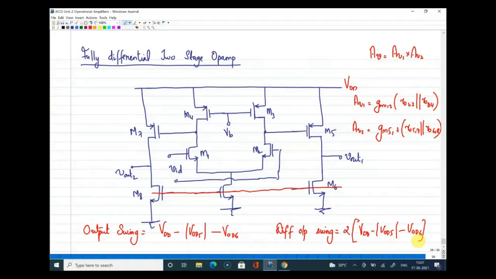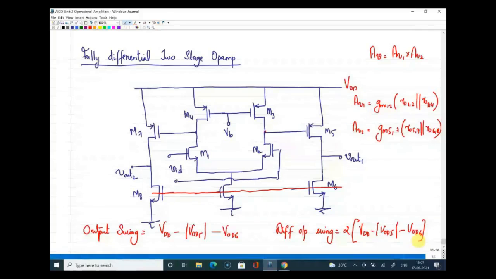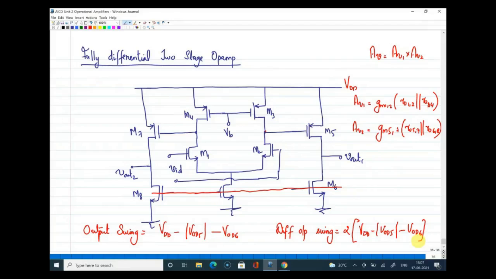So, sir, I have a doubt. Yes. When we were doing this cascode kind of structure in a single stage amplifier, we discussed a limitation in the input voltage range for the cascode stage. For M6 and M7, there will be a limited input swing limitation, right?